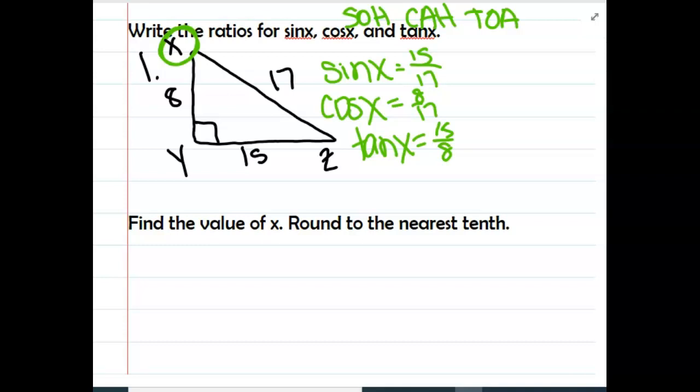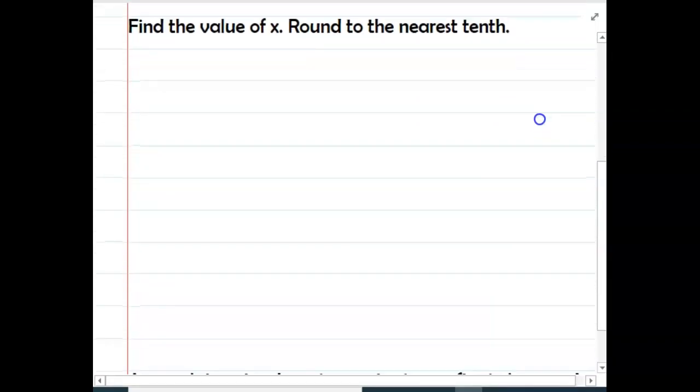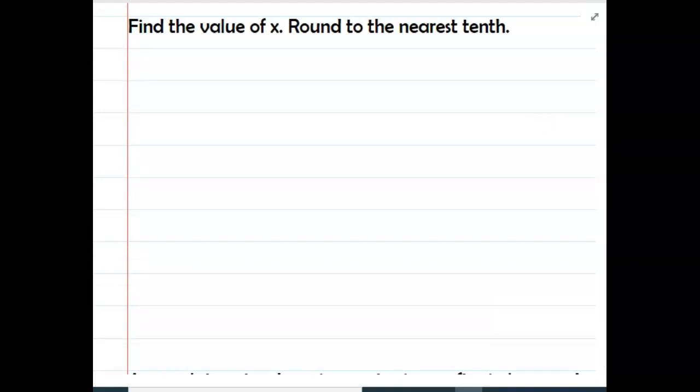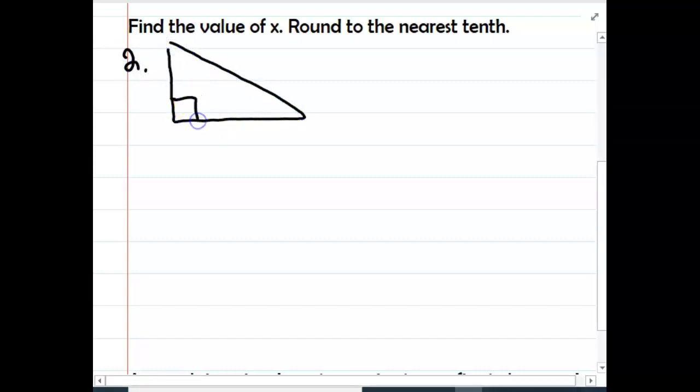Okay, so that's super fun and all. Yeah, but that didn't help me find side lengths, right? So let me show you how we can use these ratios to find the missing side lengths. So number 2. Okay, so let's say we have our right triangle. We're going to have this angle here, which is 33 degrees. This side right here is X, and this side is 14.